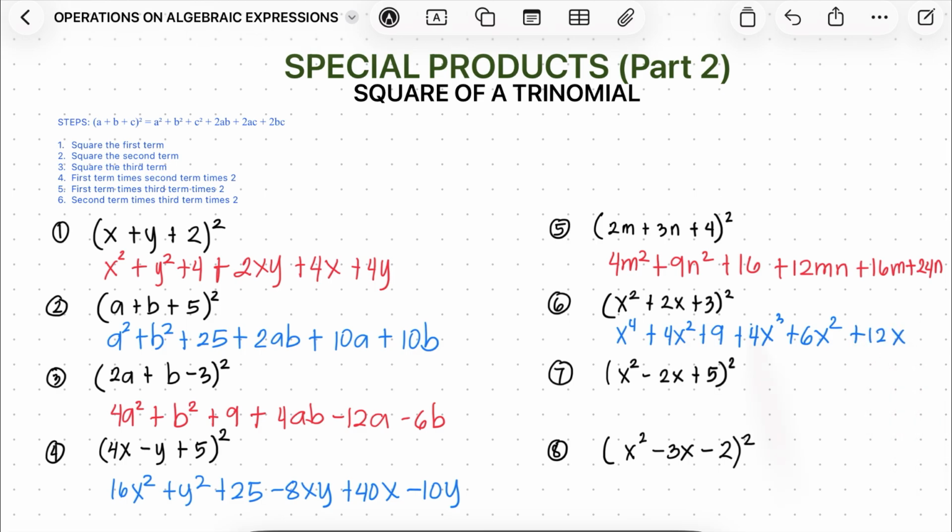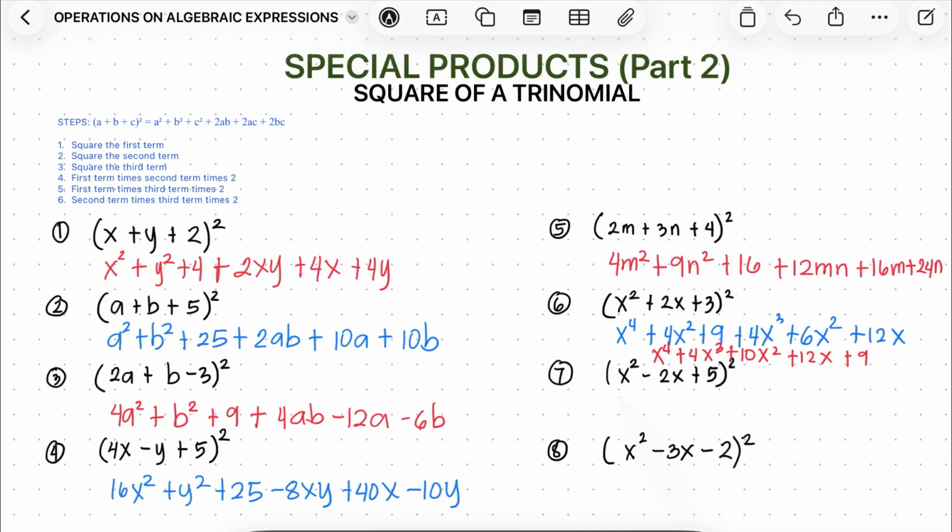So in this case, actually you can combine like terms like 4x squared and 6x squared. So that will give us an answer of x raised to 4 plus 4x raised to 3, and then 4x squared plus 6x squared, that will be 10x squared. And then we have plus 12x, and then we have a positive 9.